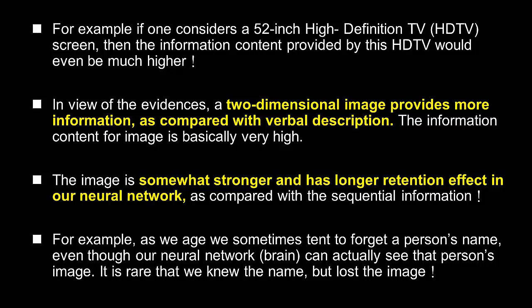In view of the evidence, a two-dimensional image provides more information as compared with the verbal description. The information content for image is basically very high. The image is somewhat stronger and has longer retention effect in our neural network as compared with the sequential information. For example, as we age, we sometimes tend to forget a person's name even though our brain can actually see that person's image. It is rare that we knew the name but lost the image.